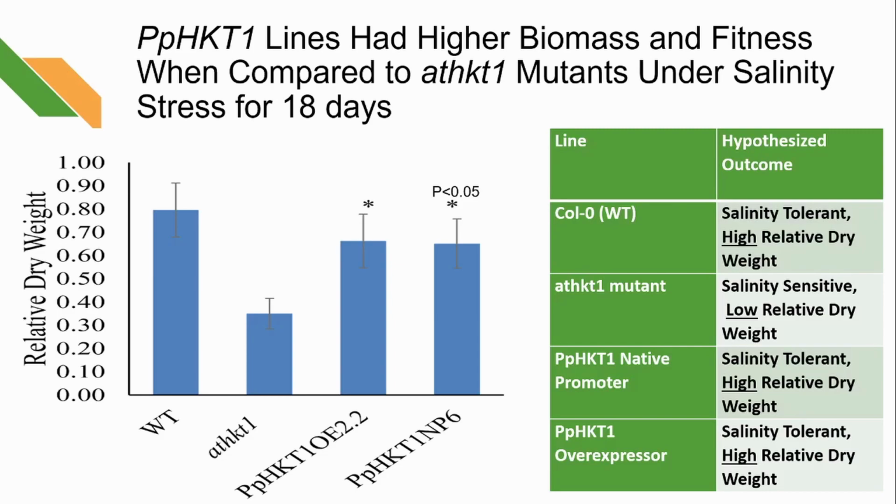Relative dry weight was obtained by creating a ratio of the salinity treatment group and the control group for each of the 3 biological replicates. An ANOVA test with p-value less than 0.05 was used to test for significance. It is very apparent that the 2 transgenic lines had a higher relative dry weight and thus higher salinity tolerance than the mutant. In fact, there was no significant difference between the control line and the transgenic lines as well.